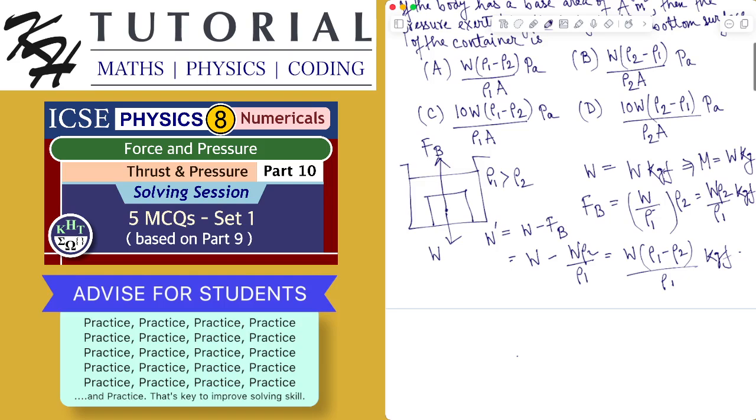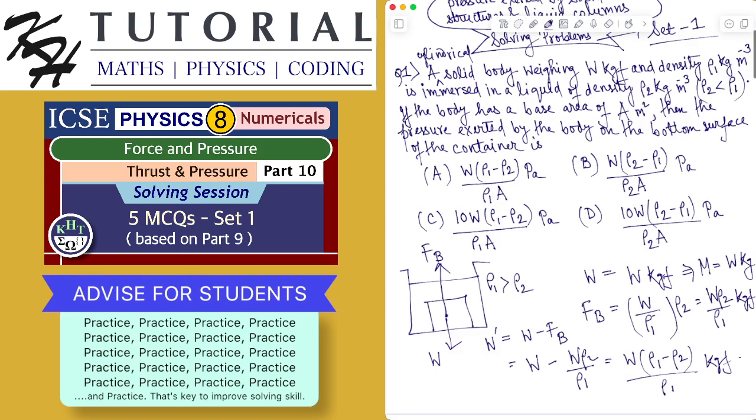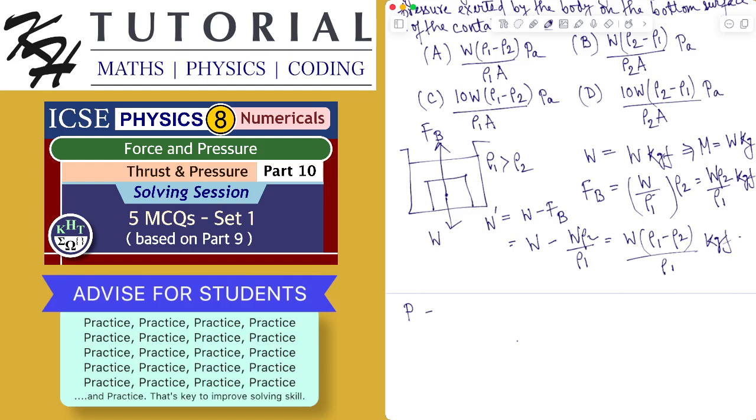So what will be the pressure due to this body which is completely immersed, that is, it has sunk? What will be the pressure on the bottom surface of the container? It is given that the base area of the body, so the cylindrical body, is A meter square. So the pressure will be the total thrust, which is due to the apparent weight W dash, divided by A.